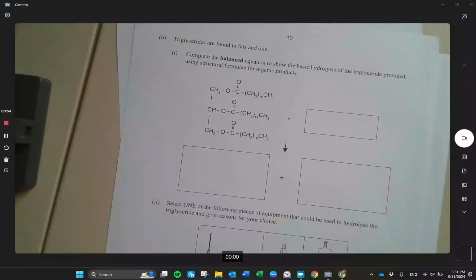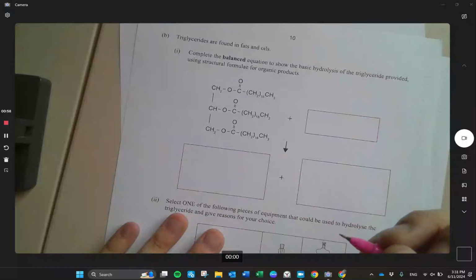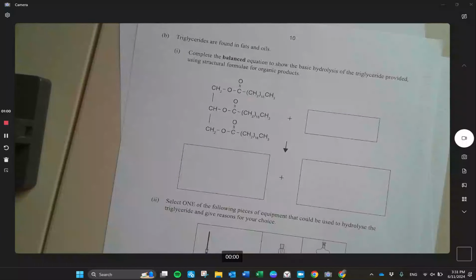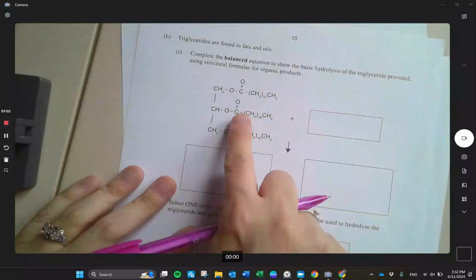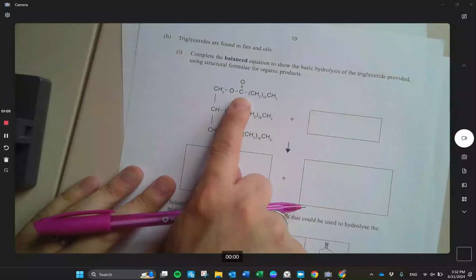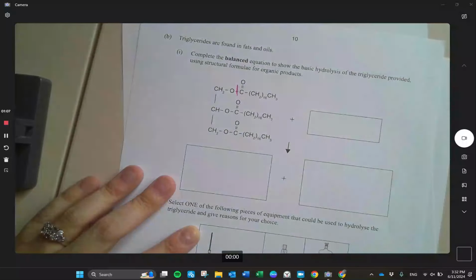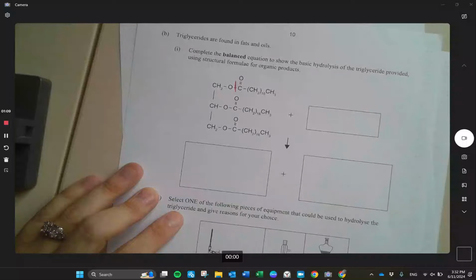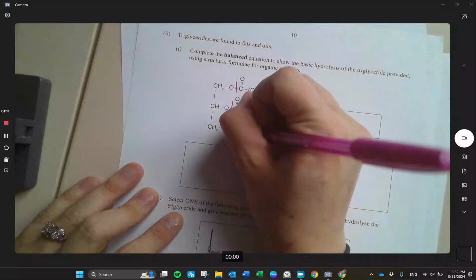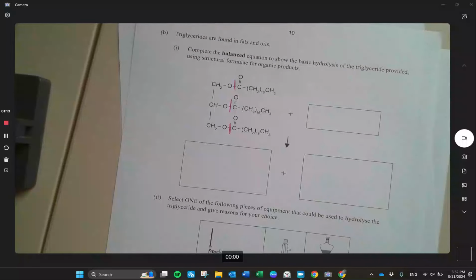So we're going to look for our ester group. I'll use the bright pink again. So you see, this is where my ester is because I see there's a single bond of oxygen and a carbonyl. So I'm going to break it here. And I'm going to break each ester. Every time I see it, I break it.